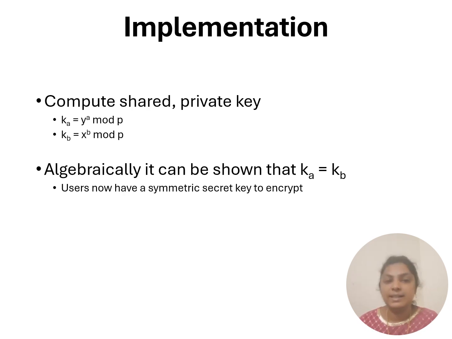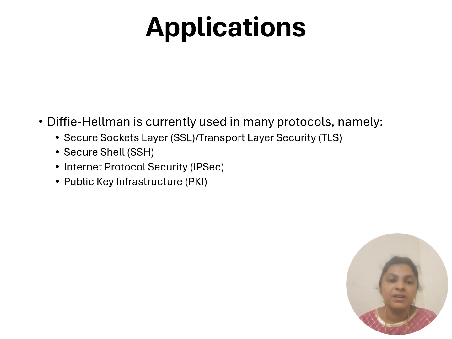So after they are sharing the public key, they both are calculating the secret key on their own. Algebraically, it is going to be equal. That's the concept. The applications of the Diffie-Hellman key exchange algorithm are shown in this PPT. This has been utilized in many protocols like SSH, TLS, and public key infrastructures. Now let us solve an example of how this key exchange is happening with the help of the Diffie-Hellman key exchange algorithm.